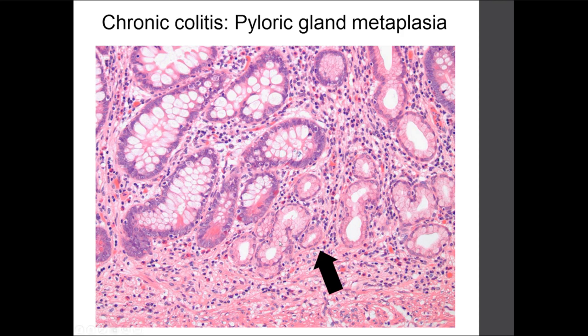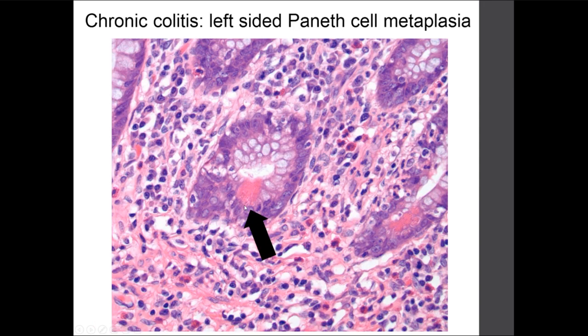We can see pyloric gland metaplasia. This resembles the pyloric glands we see in the upper gastrointestinal tract, but they are not native to this location. This is a metaplastic change. We also see left-sided Paneth cell metaplasia in these cases, so these cells with abundant eosinophilic granular bright red cytoplasm. Remember, if we have Paneth cells in the right side of the colon, even up to the transverse colon, that's normal. But when we find them in the left side of the colon, this is considered metaplastic.